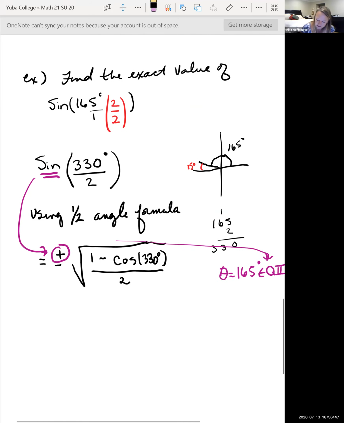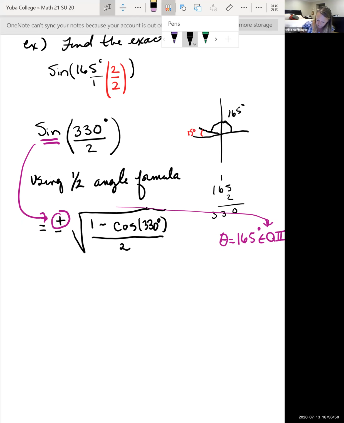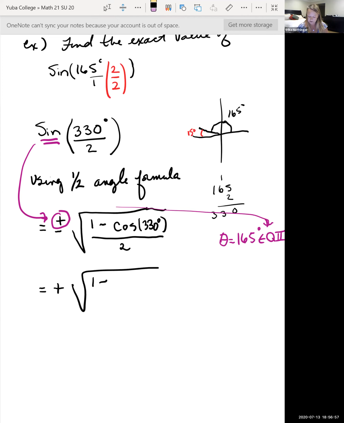So this is equal to plus or minus the square root of 1 minus cosine of 330 degrees. The reference angle in here is 30 degrees, and in quadrant 4, cosine is positive. So it's the same thing I would get for cosine of 30, which is root 3 over 2, all over 2.